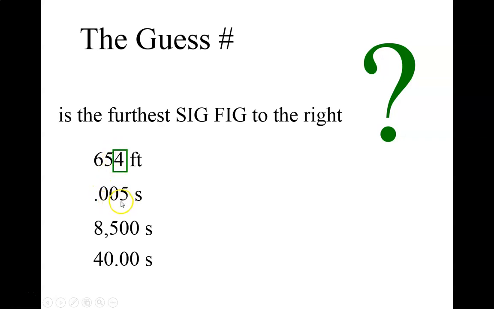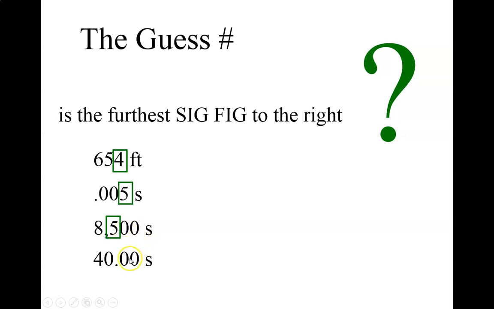Here I've only got 1 sig fig, the 5. This is left rule, tells me these are not sig figs. So the 5 is my sig fig. Okay, I've got an 8 and a 5. Do these follow right rule? They're to the right of a number but not a decimal place. So these zeros are not significant. So the furthest sig fig is the 5.